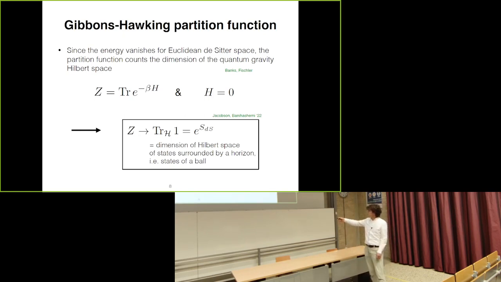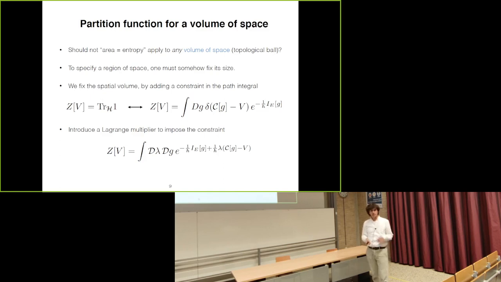So one way to think about this answer, e to the S, is that it is equal to the dimension of the Hilbert space of states surrounded by this cosmological horizon. Okay, so that was the Gibbons-Hawking computation. So now we want to generalize it to finite volumes of space.